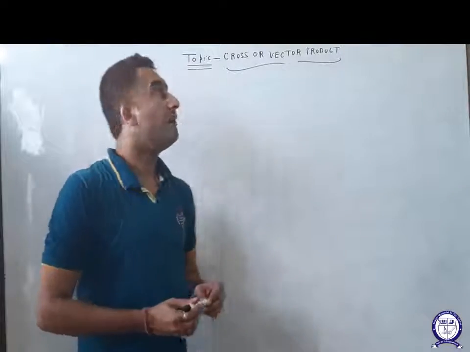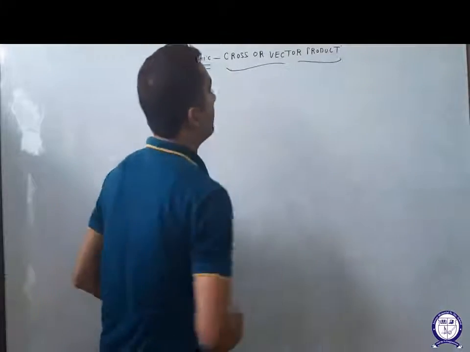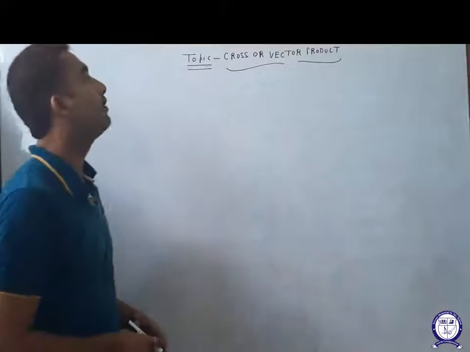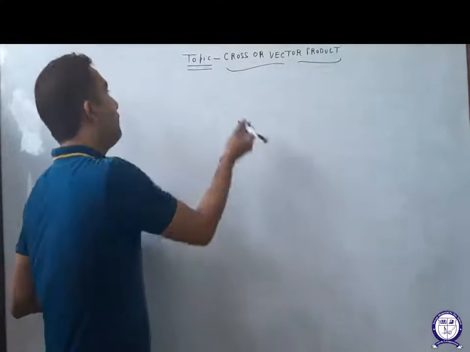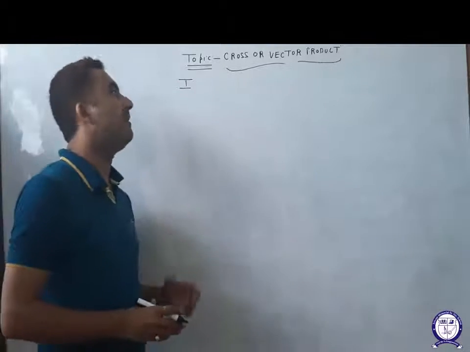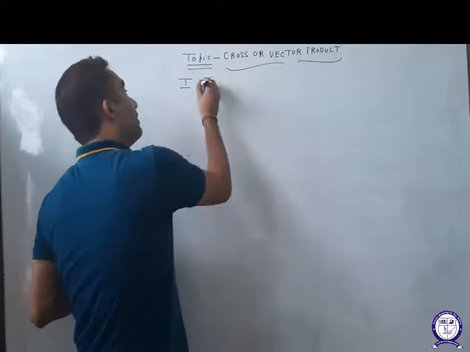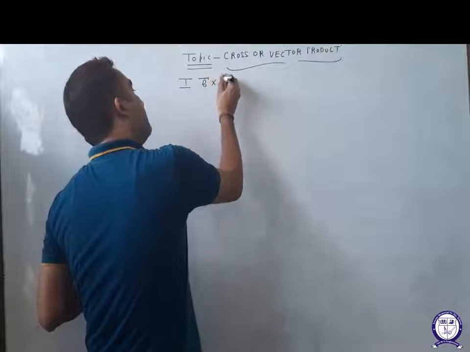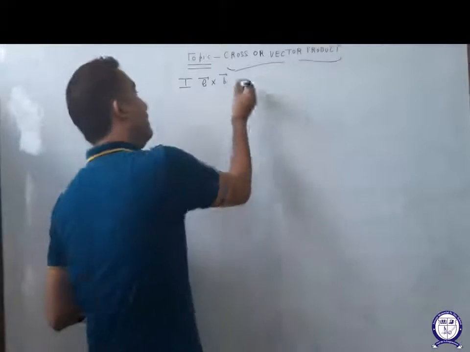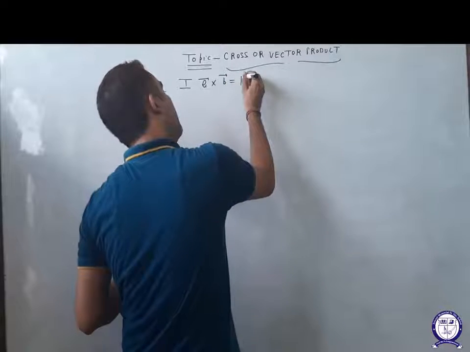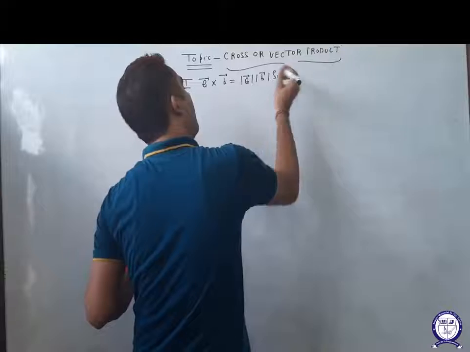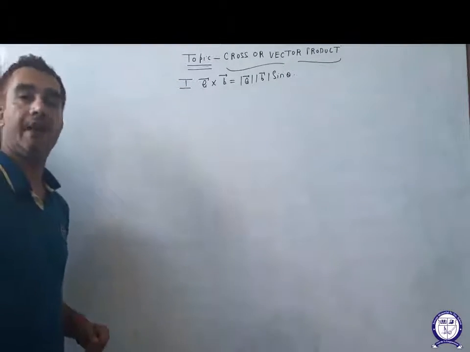Now, today our topic is cross or vector product. Cross is called a vector product, like we called dot a scalar product. First of all, let's get familiar with some formulas of cross, some applications of cross. Cross between two vectors: first vector cross second vector is equal to magnitude of first vector, magnitude of second vector, and sine of the angle between both vectors.